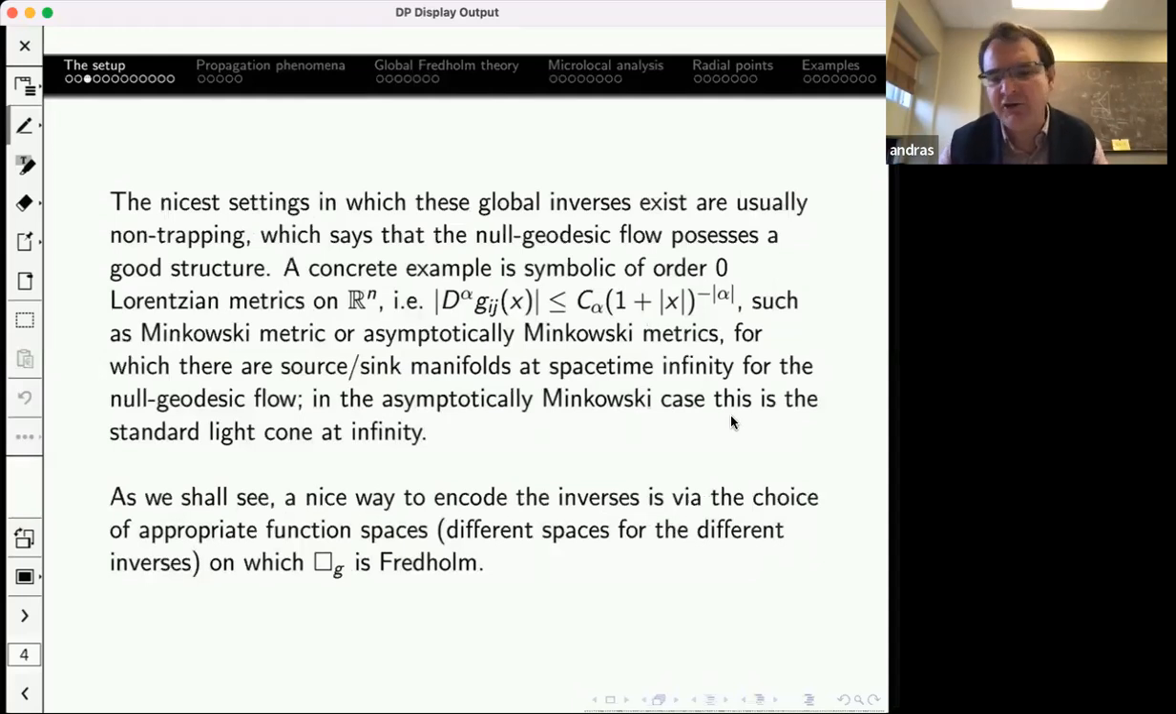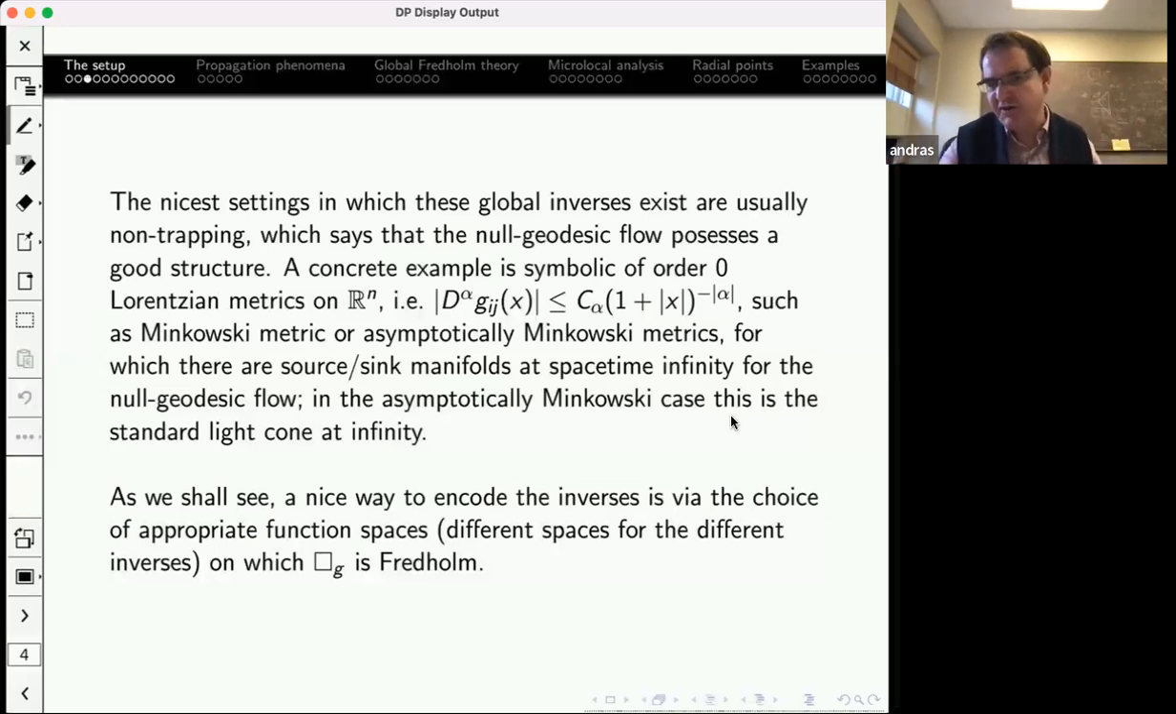I don't want to write too many precise statements, but a good example would be what I call symbolic order 0 Lorentzian metrics on Euclidean space, I mean, Rn as a vector space. What this says is that when you differentiate your metric components, where alpha is a multi-index, alpha 1 x1 derivatives, and so on up to alpha n xn derivatives, the more you differentiate, the more decay you get.